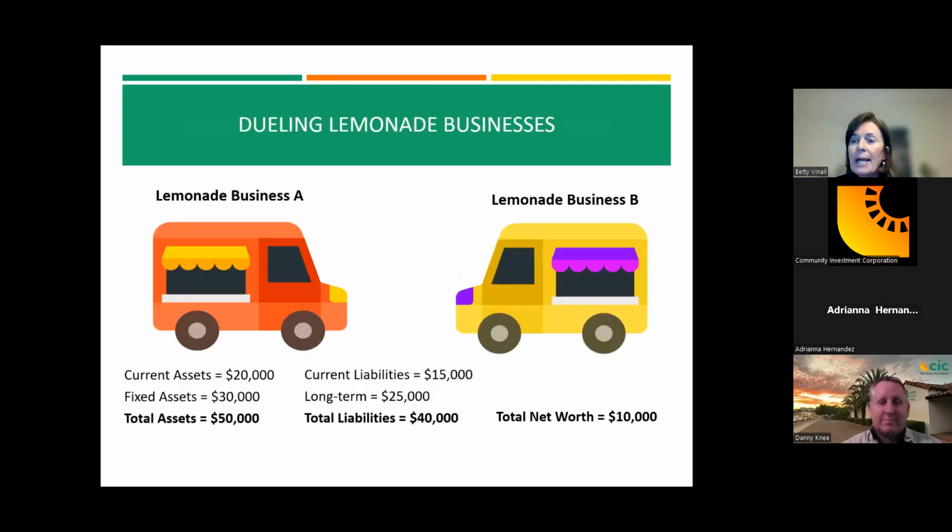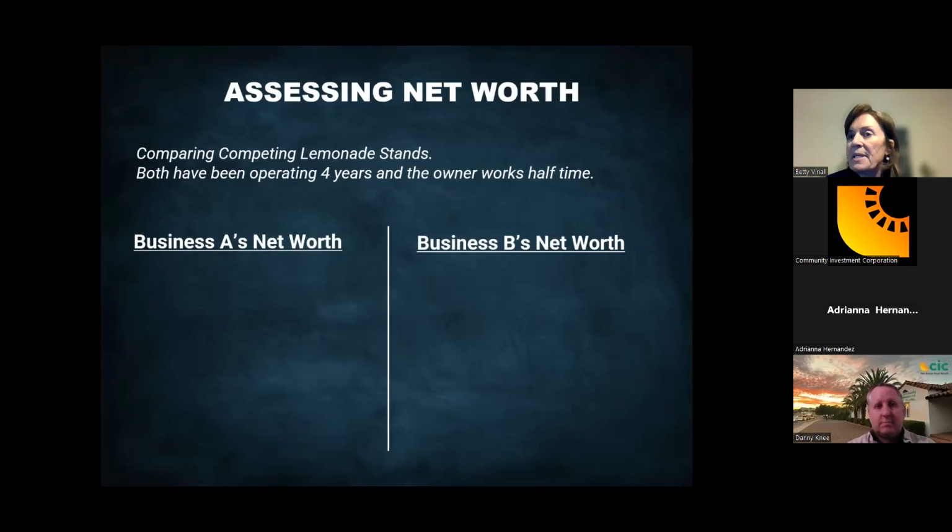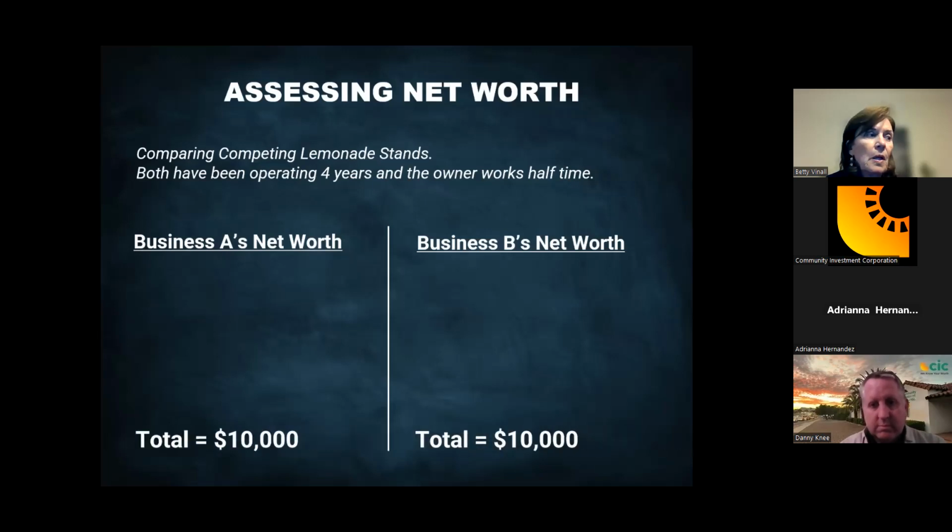All right, so back to our Dueling Lemonade business. So we know that the net worth of our Dueling Lemonades is $10,000. And we're going to do another comparison. So comparing competing lemonade stands that have both been operating 4 years and both owners work half-time in their lemonade stand. We have business A on the left and business B on the right. They both have a net worth of $10,000.